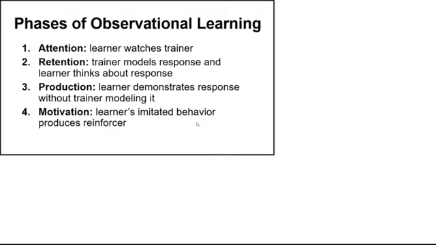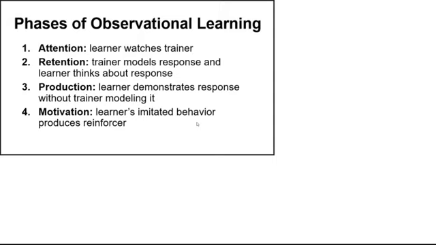Step two is retention. So we would have our model do the behavior. And then theoretically, our observer would think about the response. They would sort of watch what happens and think about what went on. So they'd have to make some kind of logical connection between pressing that lever and then getting food.